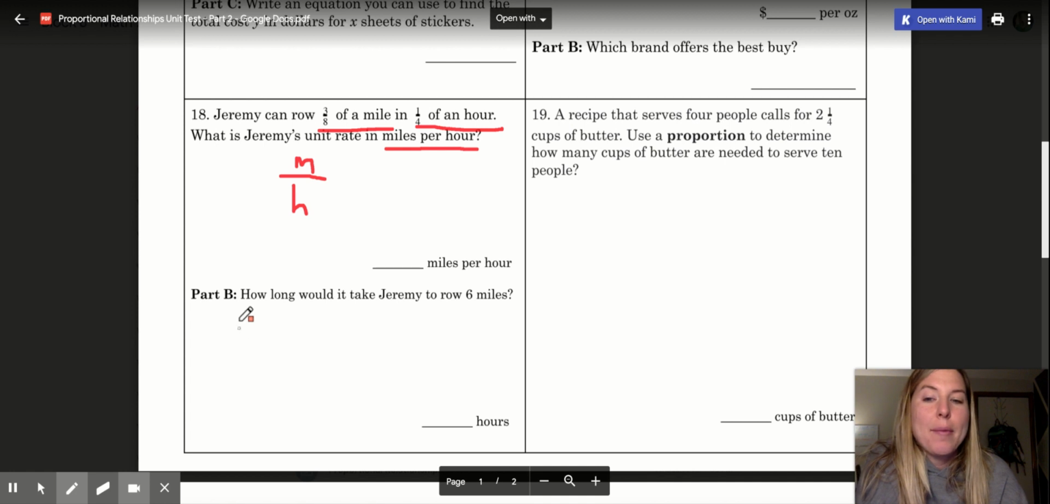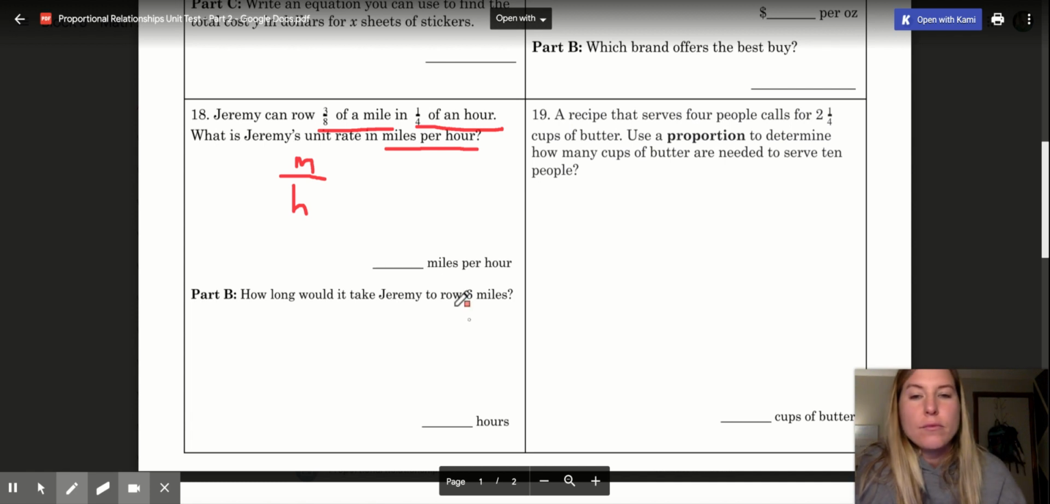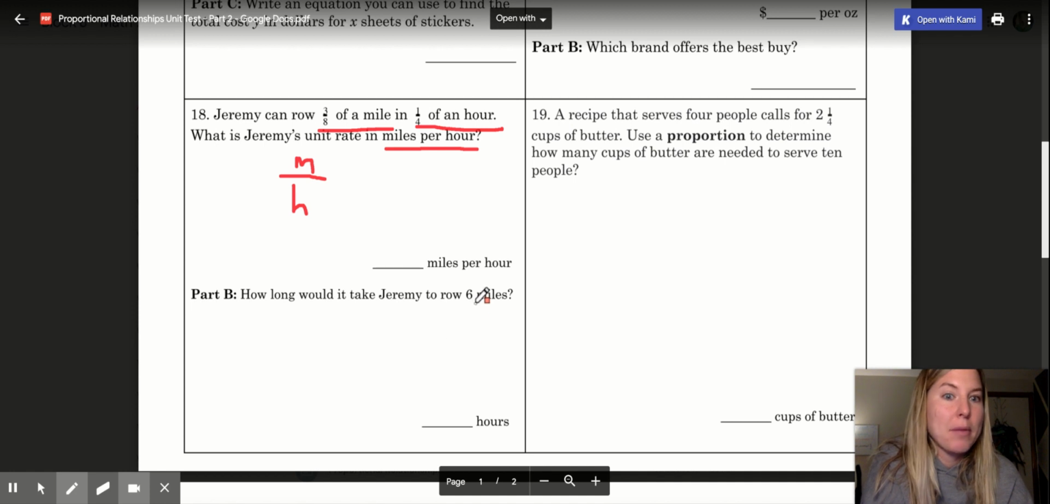Once you figure out how many miles he can row in 1 hour, you can then figure out how long it's going to take him to row 6 miles. You can either add that number 6 times or it's repeated addition, so you can use multiplication. So whatever you get here, you can multiply by 6.